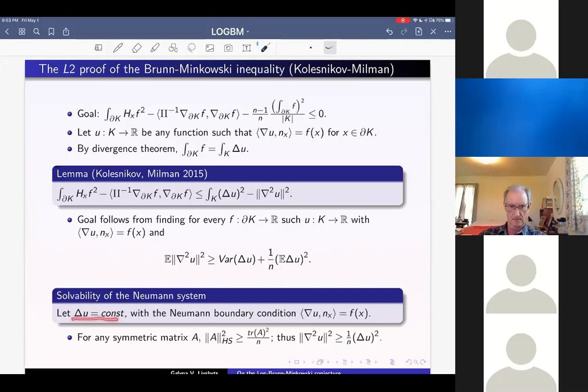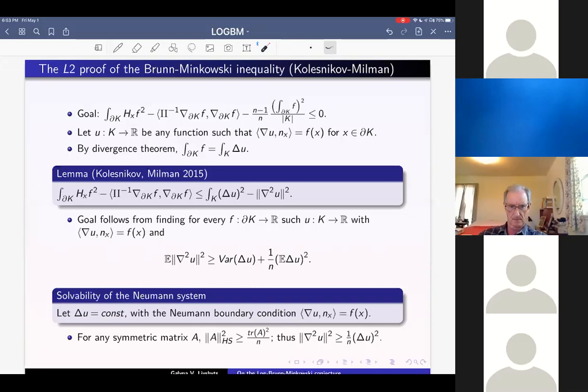Indeed, it's a natural thing to do. We want to kill this variance. We want to minimize the variance. How do we minimize the variance of a random variable? We can make it zero if the random variable is constant. So basically the question is, if we have an arbitrary function f, can we find such a function u that its Laplacian is constant and its normal derivative corresponds to f? And well, the answer is yes.